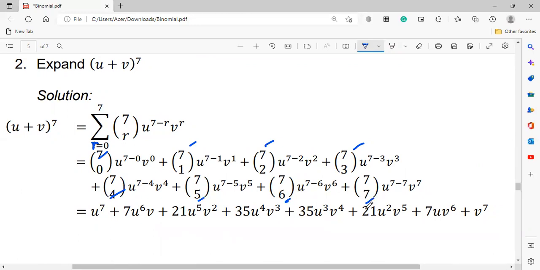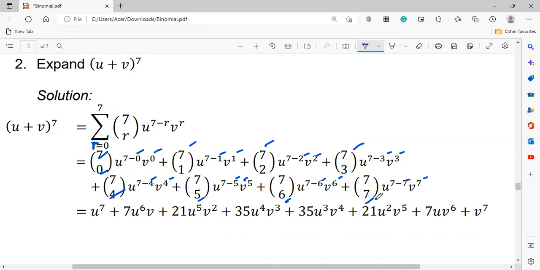So, dapat i-set mo muna yan. Second, from 0, 7 minus 0, minus 1, minus 2, minus 3, 4, 5, 6, and then 7. And that is the time for you to simplify.